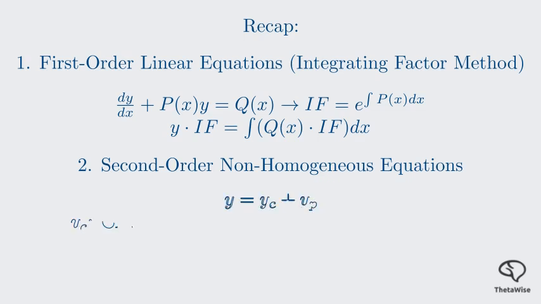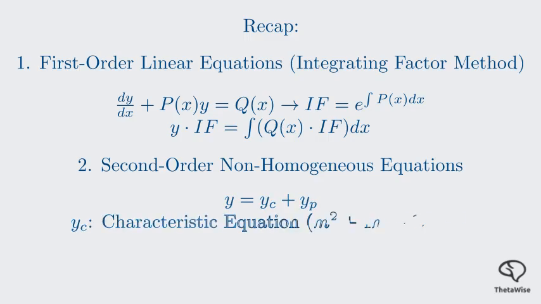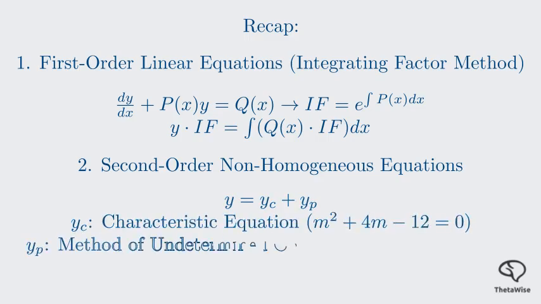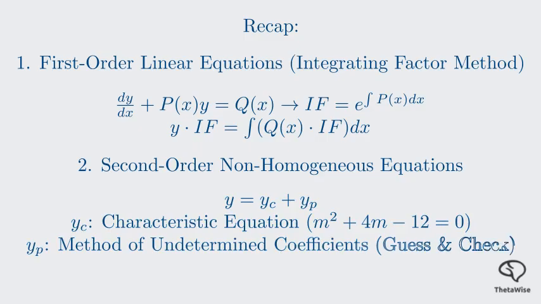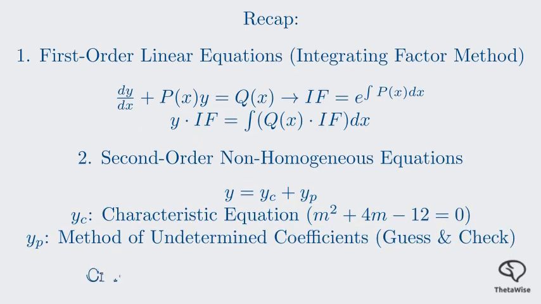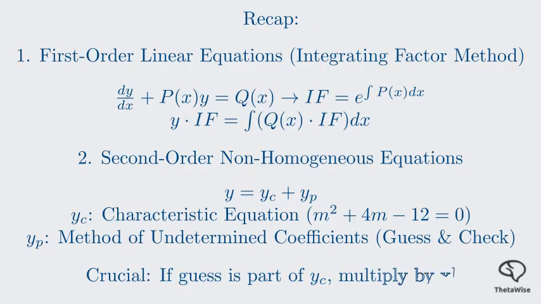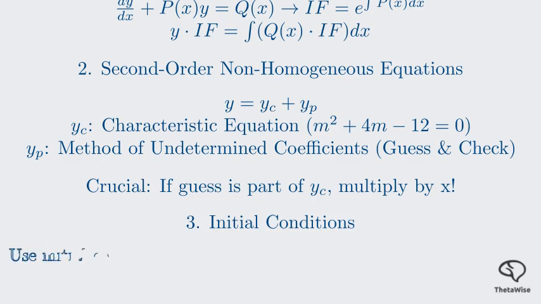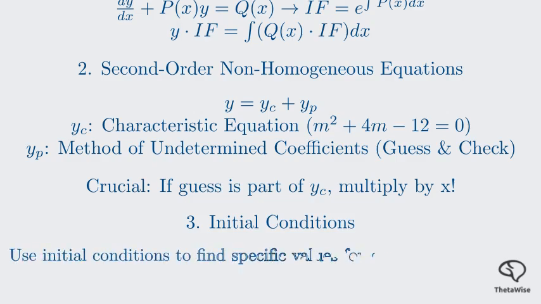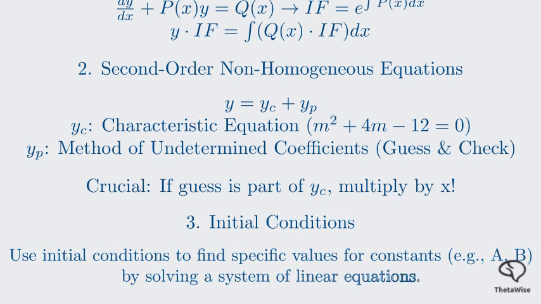A critical point here is being careful with your guess for the particular integral, especially if a part of it is already present in the complementary function. Multiplying by x in such a case is not a mistake, but a necessary step to find the correct solution. Finally, you are now able to use initial conditions to turn a general solution into a particular unique solution by solving a system of linear equations.